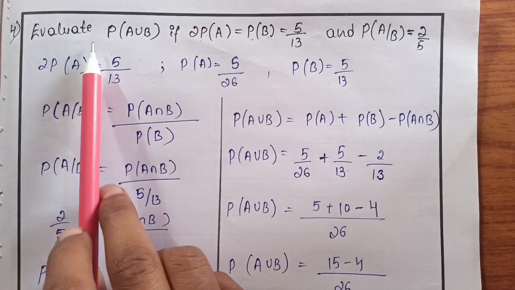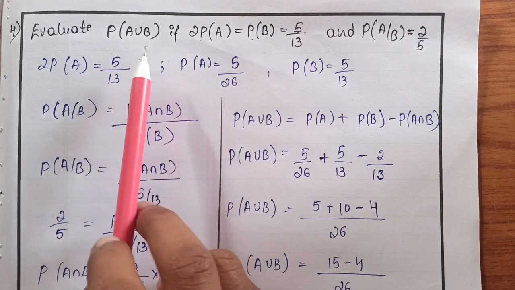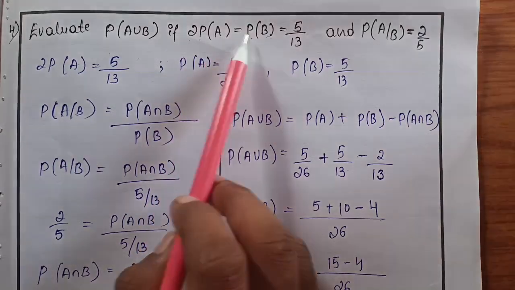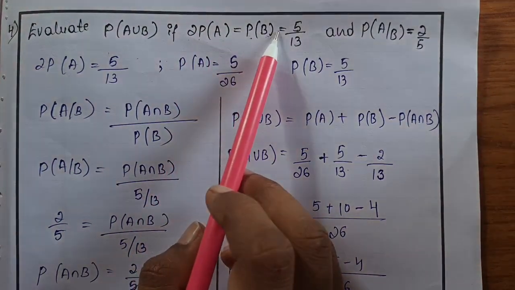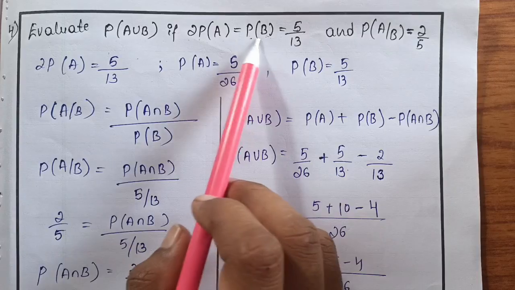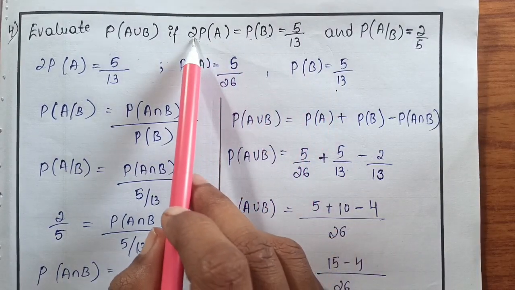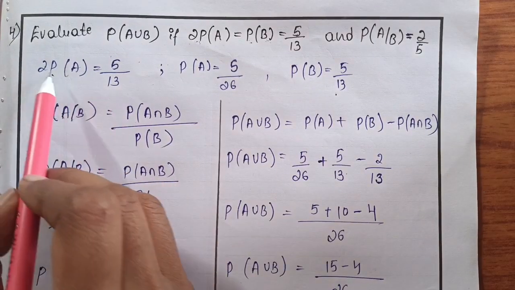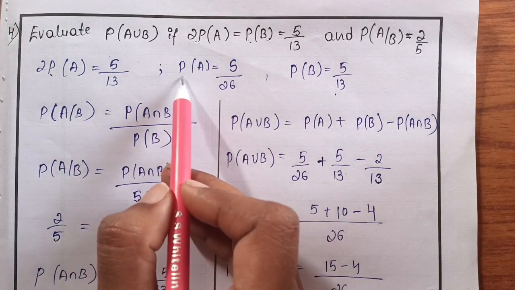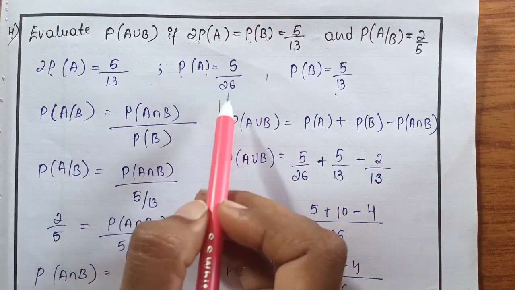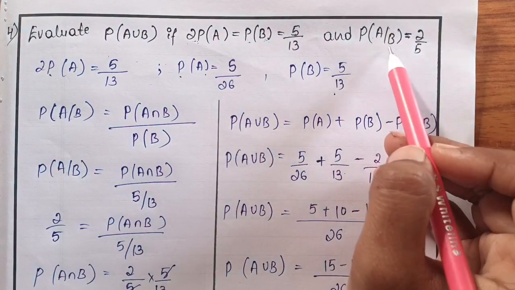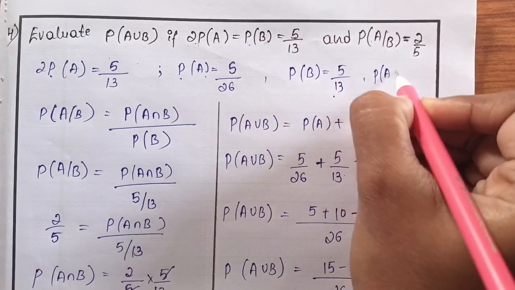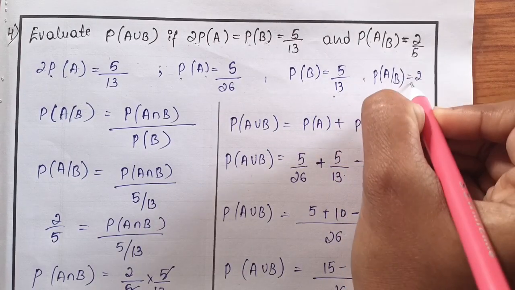In this question we find out the probability of A union B. So what is the question? Probability of A equal to probability of B equal to 5 by 13. So the probability of B value is 5 by 13. Probability of event A is 5 by 13 into 2, 26, cross multiplication. So the value of probability of A is 5 by 26. Probability of A by B is also given, 2 by 5.